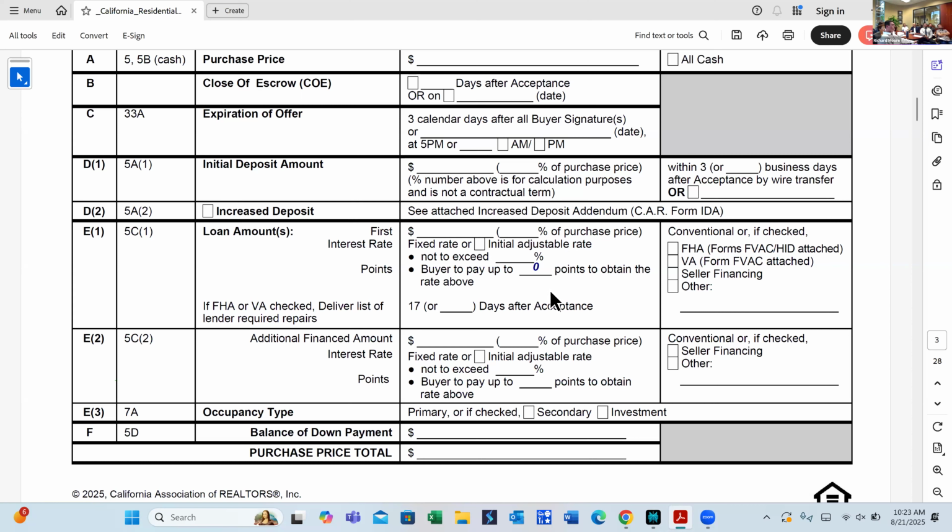The next bullet point: buyer to pay how many points? I would suggest inserting 0. That way the buyer has no obligation to pay any points to get the interest rate that they're using as a contingency or threshold.